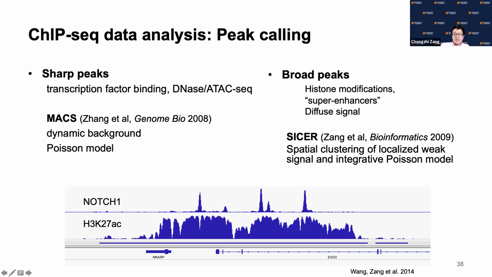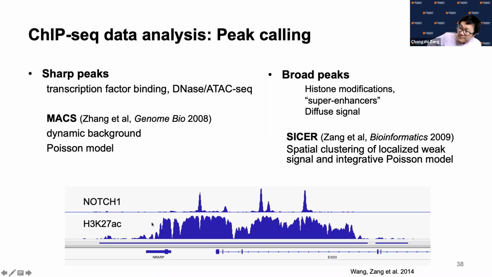the fundamental unit of histone modification is the nucleosome, right? But the nucleosomes are not necessarily always positioned at a very high base pair resolution. So in many cases, histone modification will form very broad enrichment regions, like broad peaks. They show very diffuse signal on the ChIP-seq data.